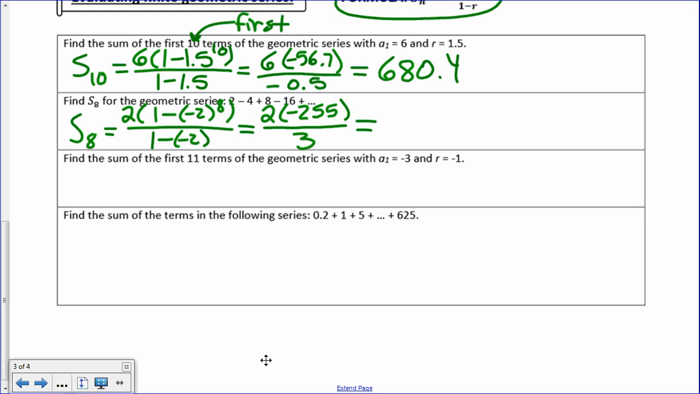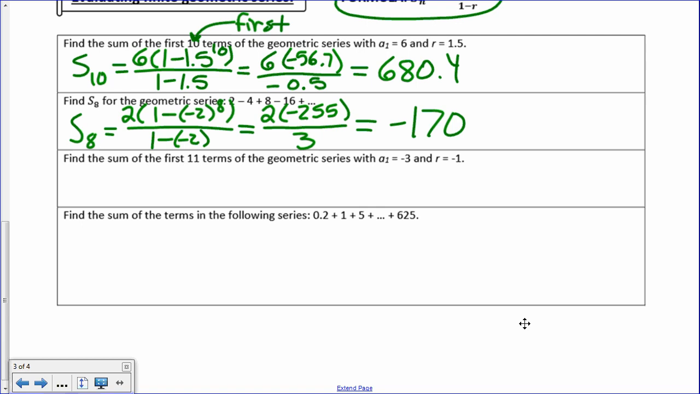Tiffany, do you already have it? Okay. You got what now? Negative 1. Is that what you got, Tiffany? Okay. Negative 170. Did anybody not get that? A little bit more explanation.